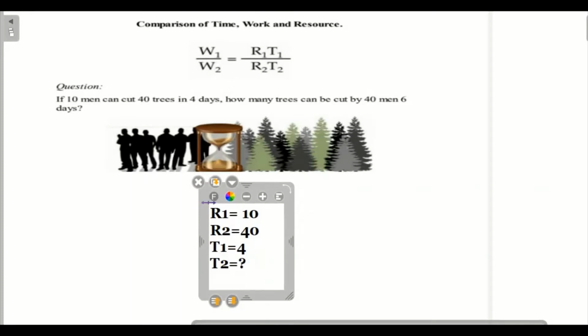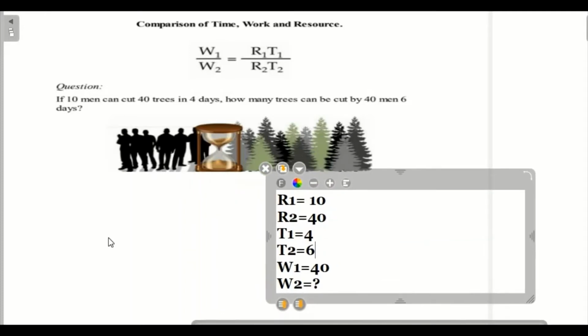Then they have given work. In the first case, W1, they have cut 40 trees. So we have to find W2. T1 is 4 days, and T2 is mentioned as 6 days. So what we have to find? We have to find the work in the second case.